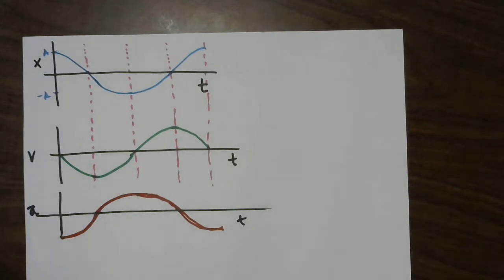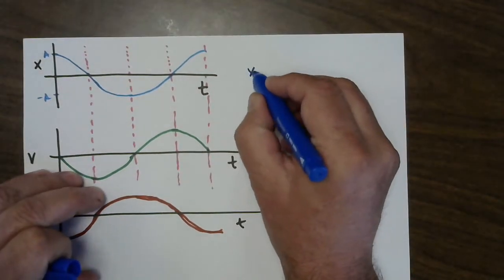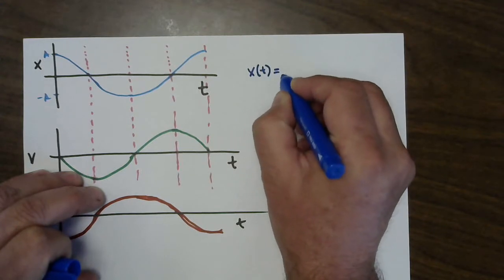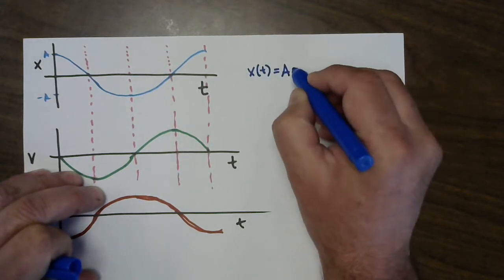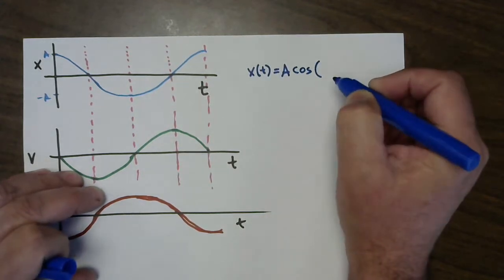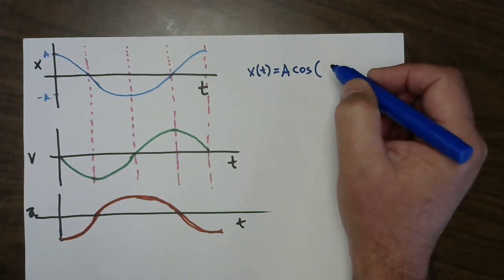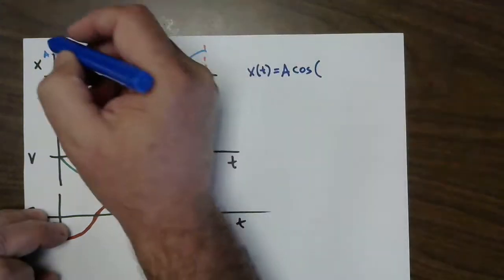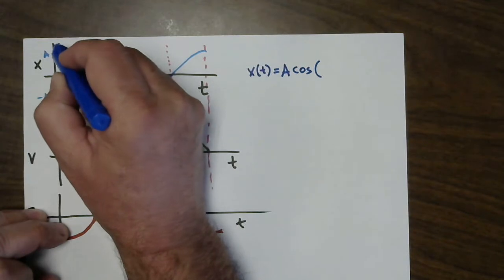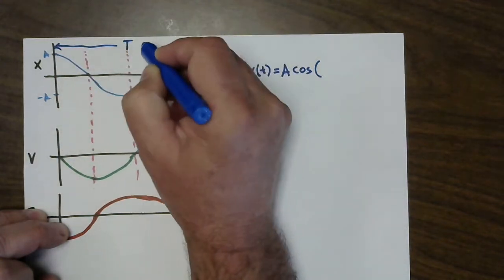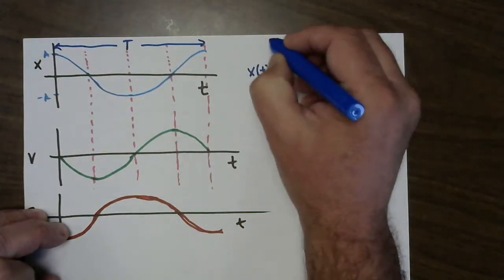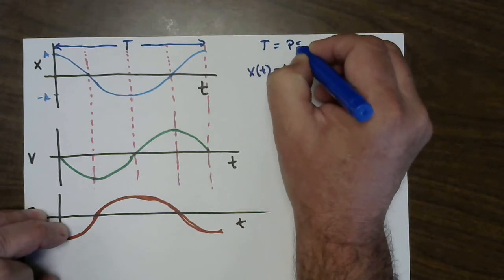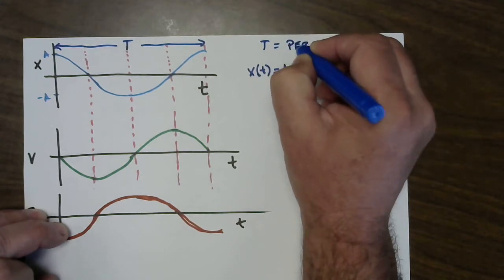Well, this one is pretty easy. X as a function of time will be the amplitude times the cosine of something. Well, interestingly enough, this right here, from here to here, is the period. And we probably should say T equals period. How long does this take to repeat its motion?